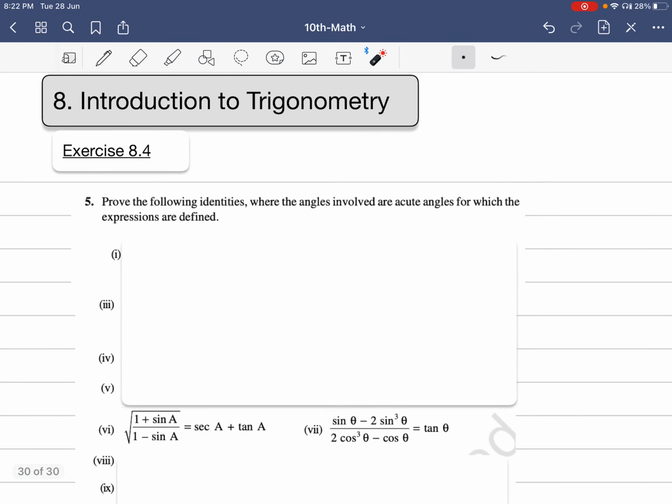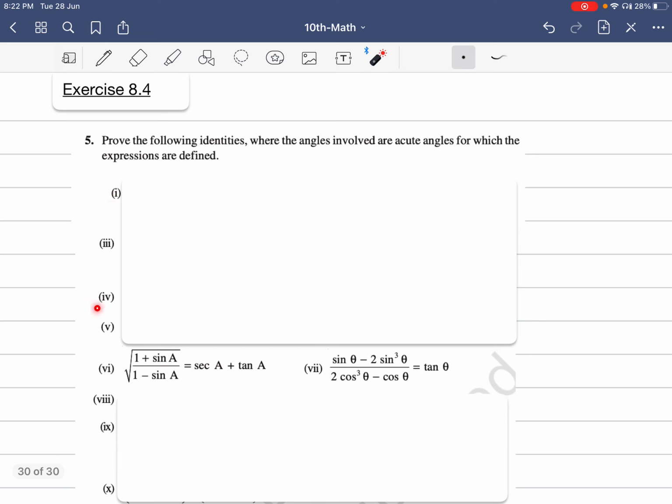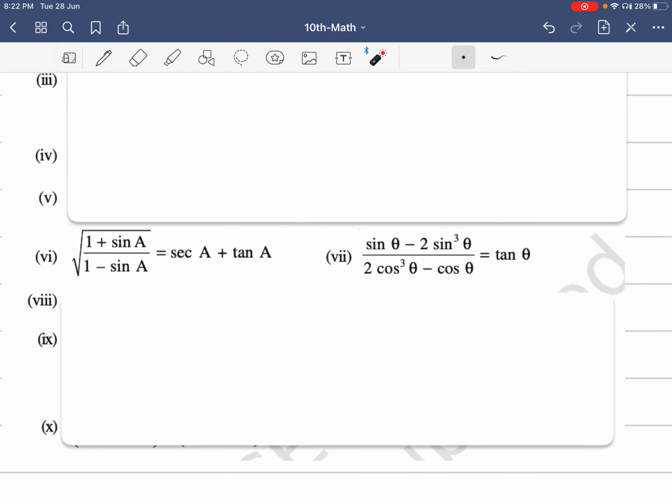So in this video, we are going to solve problems from exercise 8.4 and we are looking at problem number 5, where we prove the following identities where the angles involved are acute angles for which the expressions are defined. So we have already seen the first 5 problems and now we are going towards the 6th and 7th problem in this video. So let's zoom in.